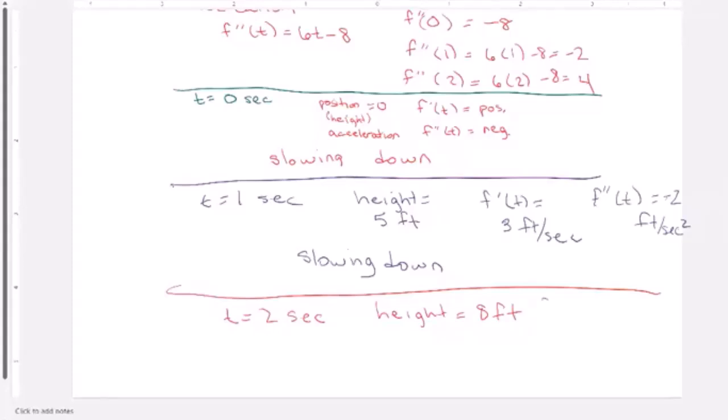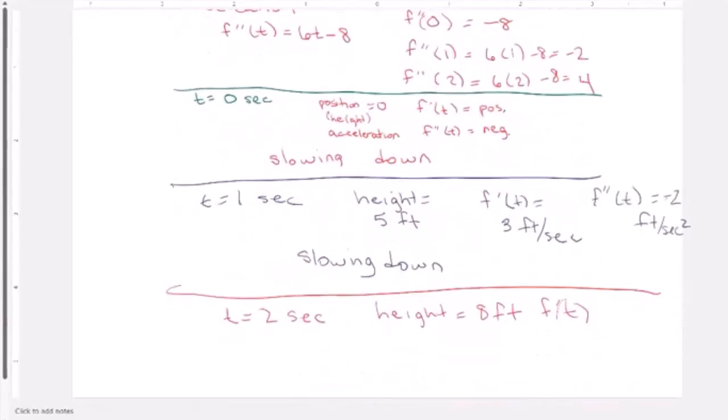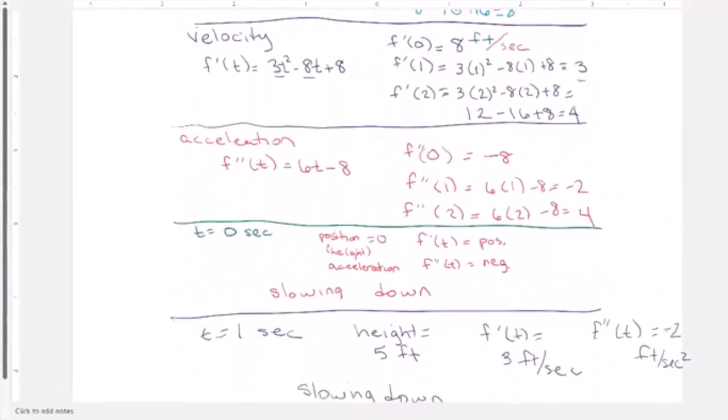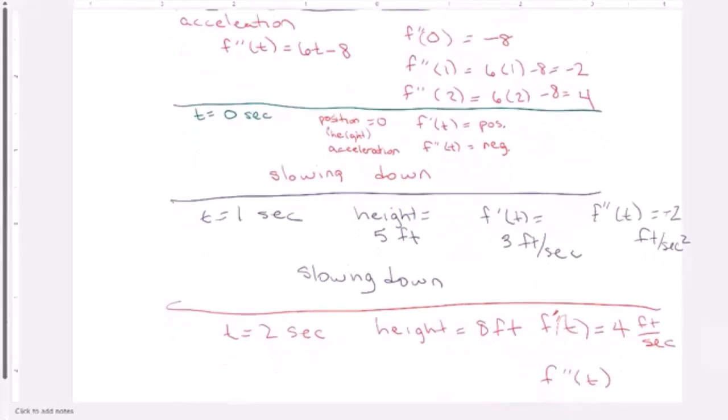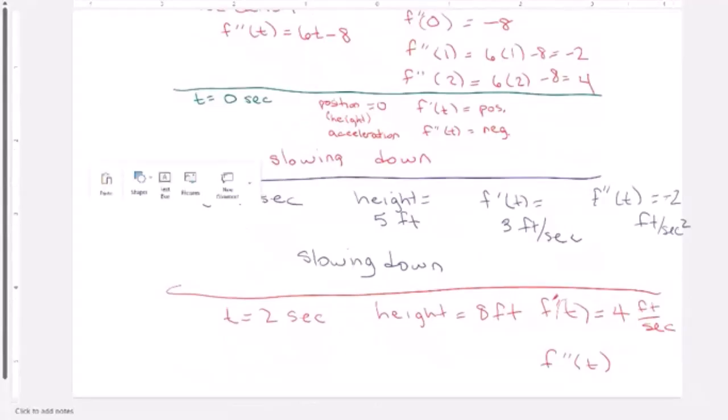My first derivative, my velocity, when t equals 2, is +4. This is f prime of t equals 4 feet per second. And f double prime, my acceleration, is 4. Everything's 4. So this equals 4 feet per second squared.